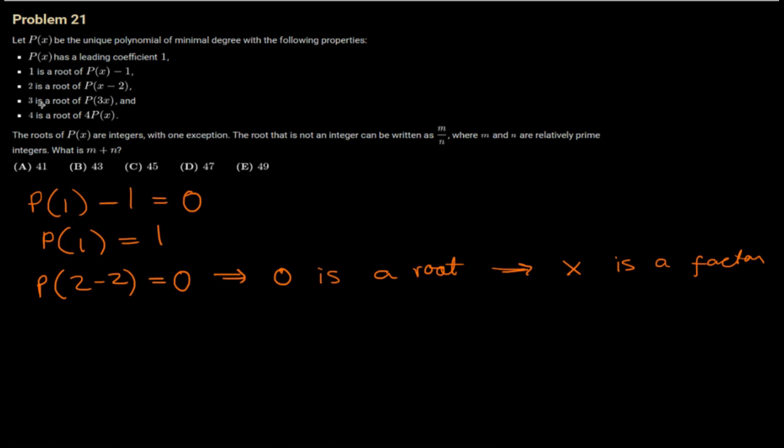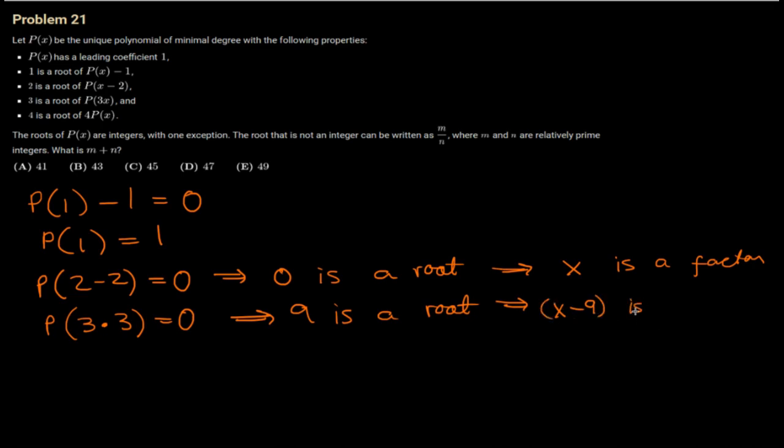Let's look here now. 3 is a root of p of 3x. What does this tell us? Very similar process. 3 times 3 equals 9, so this gives us 9 as a root. So 9 is a root. Exact same process as before. And this time we see that if 9 is a root, x minus 9 is going to be a factor. So I'll just do that.